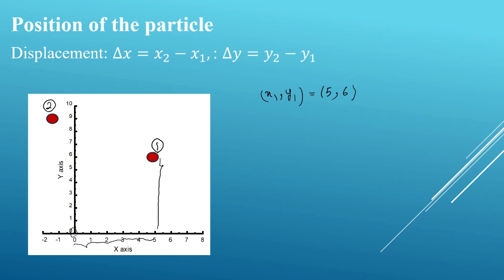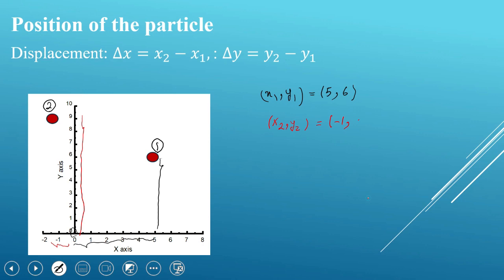And then for the second position, or the new position, it's going to be x2 and y2, which is my x-axis is around, let's say, minus 1. It's not exactly 1, but let's say this is minus 1. And then the y-axis, just right here, is going to be 9, right?